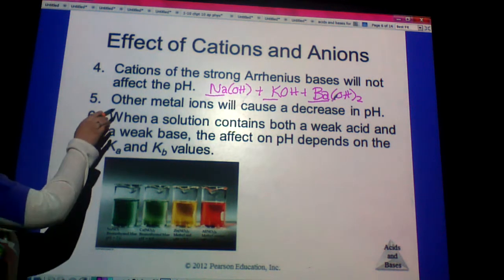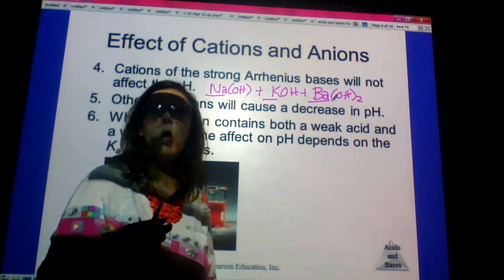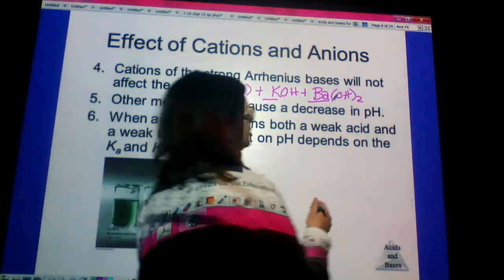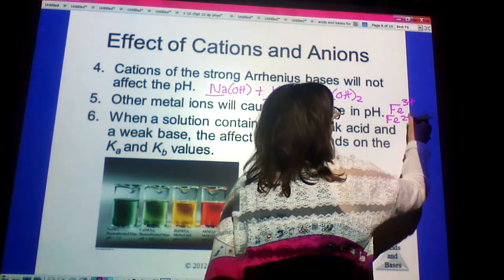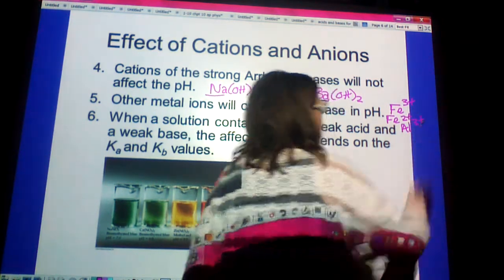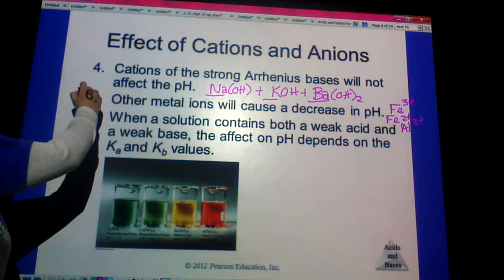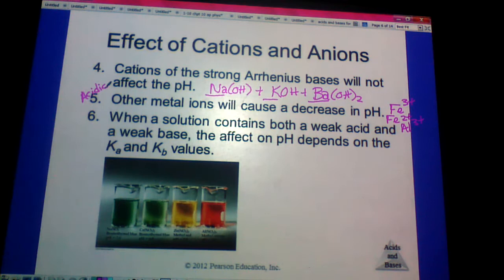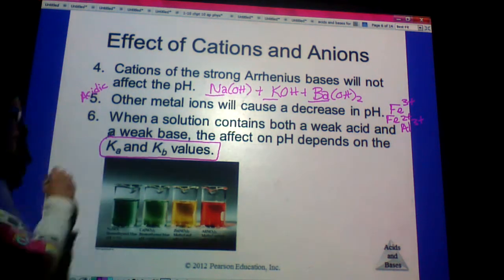It says other metal ions will cause a decrease in pH. Those would be the small, highly charged cations, like Fe3+, Fe2+, or aluminum 3+. Any of those can cause a small decrease in pH, making the solution more acidic. And when a solution contains both a weak acid and a weak base, the effect on pH is going to depend on one of these types of values.